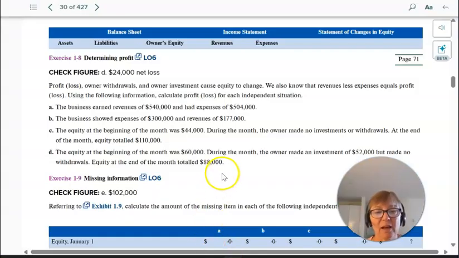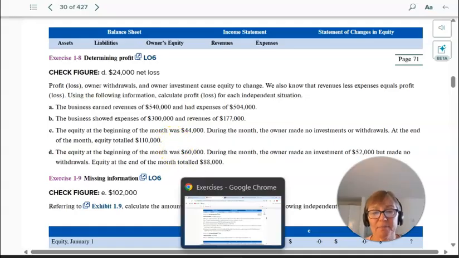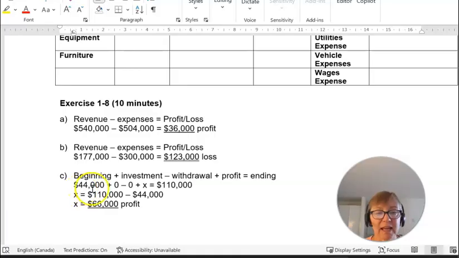C, the equity. Now we're using the statement of equity. So if it helps, go back in your book and have a look at the statement of equity. The equity at the beginning of the month was 44,000. During the month, the owner made no investments or withdrawals. So the only thing that happened was either the profit or the loss was added to the beginning equity to give us an ending equity total of 110,000. So we've got our beginning, we've got zero investment, zero withdrawal. We don't know how much the profit was, but we've got an ending balance of 110,000.